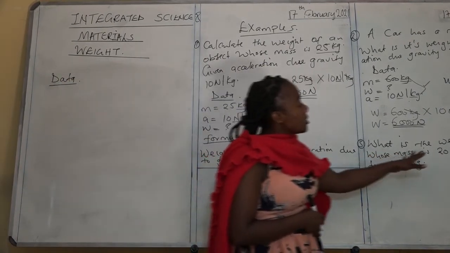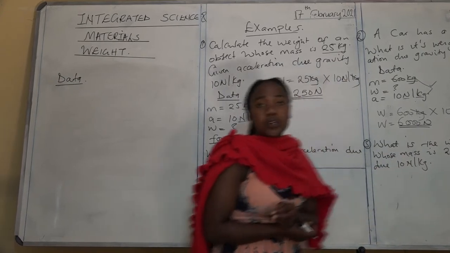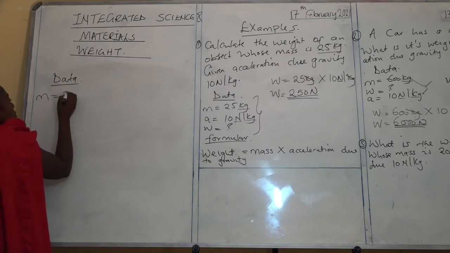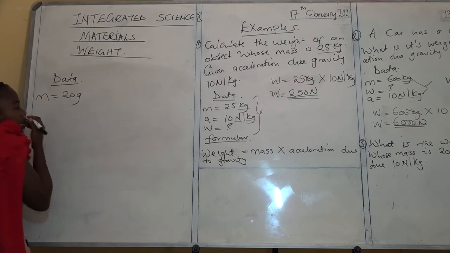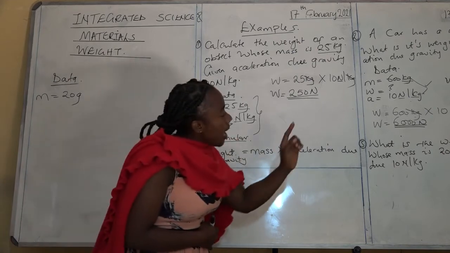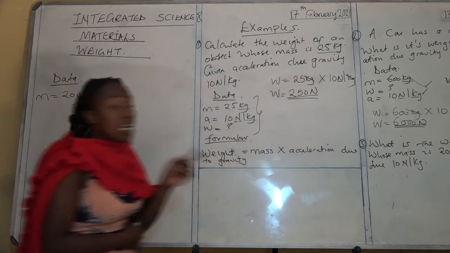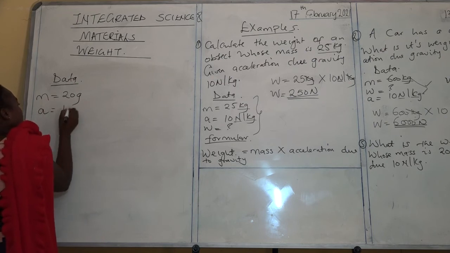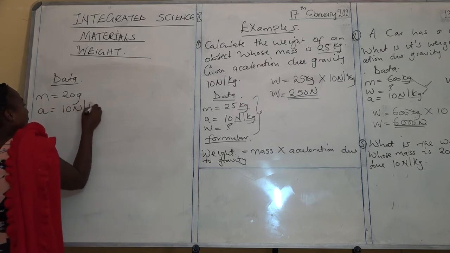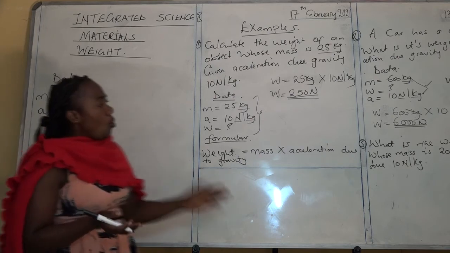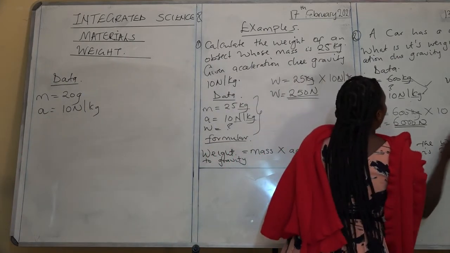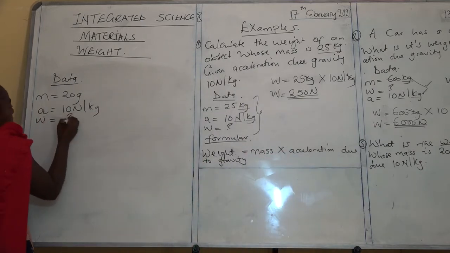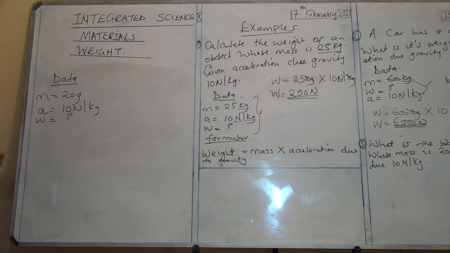So we say, what is the weight of the pencil whose mass is 20 grams? Our mass is what? 20 grams. Mass is equal to 20 grams. Are we together, class? Then, given acceleration due to gravity, which is 10 newtons per kg. So acceleration due to gravity is equal to 10 newtons per kg. And what are we looking for? What is the weight? Weight is equal to x. We do not know. That's what we want to find.